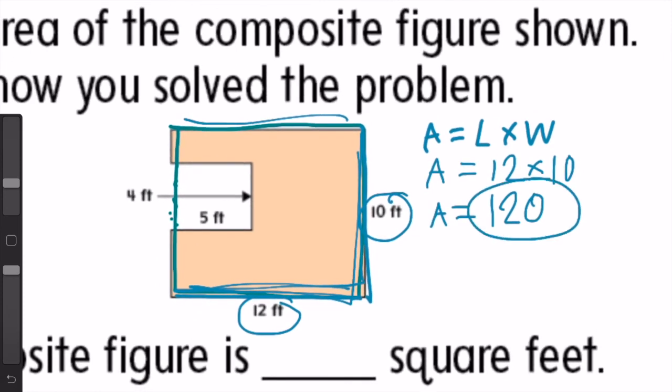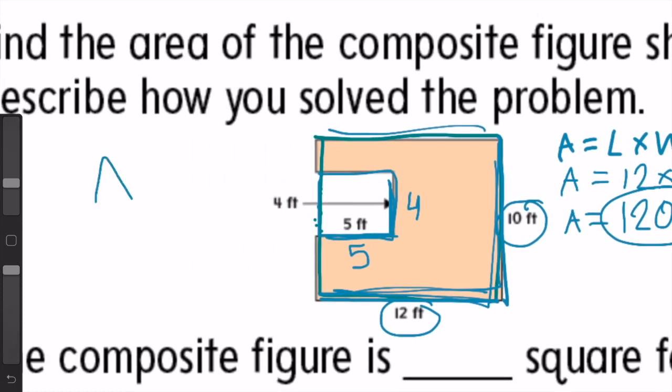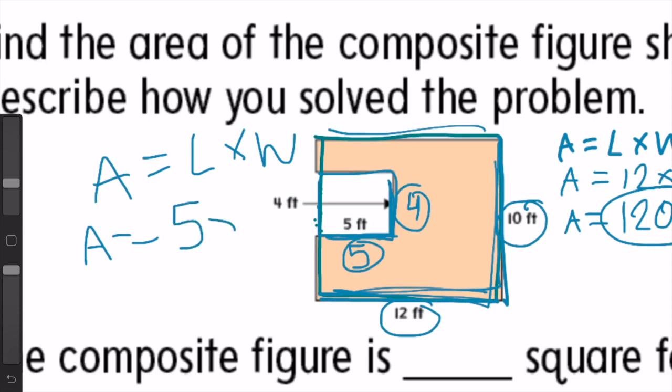Now I just need to figure out the part that's this little bit that already got taken out of this figure. So I can see now that they're telling me that right here is 4 feet and right here is 5 feet. So area equals length times width. Area equals, what are my two numbers that I just found? 5 and 4. 5 times 4. Area equals 20 square feet.